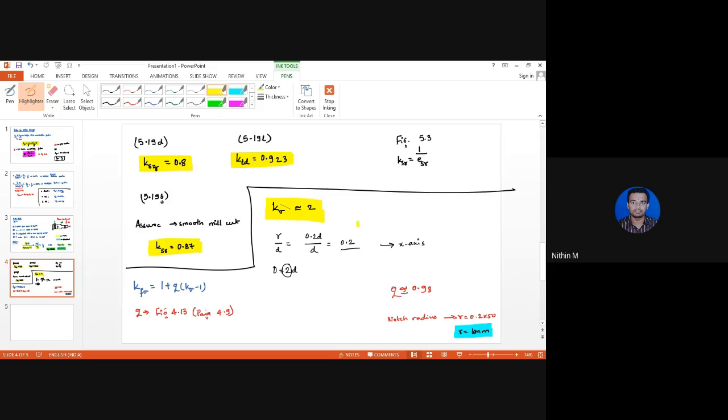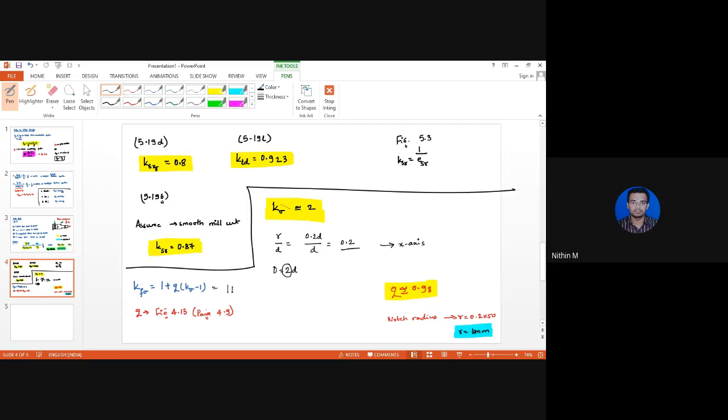Did you understand how this came? Is it clear how to take this value? Any doubts? Yes, sir. It is clear how to take it. Okay, fine. So now you substitute the value of q and K sigma in this equation and calculate the value of K sigma.